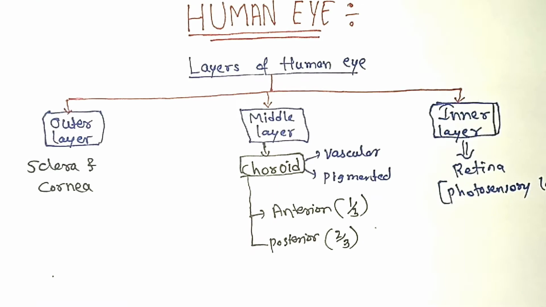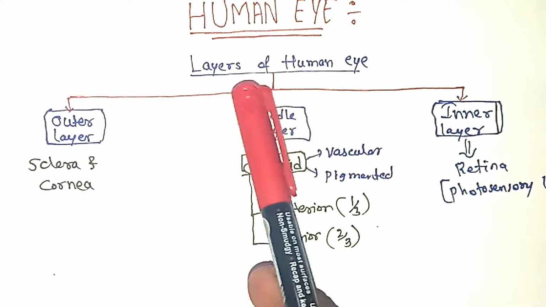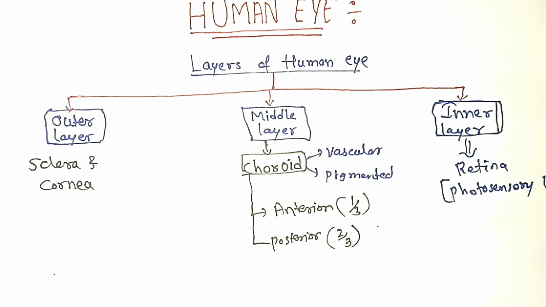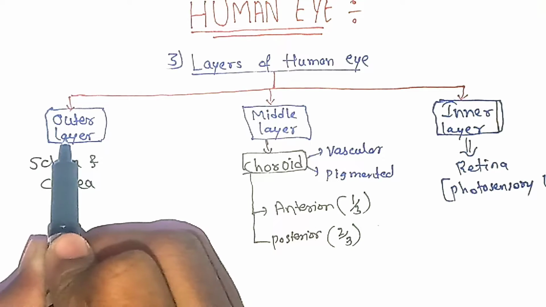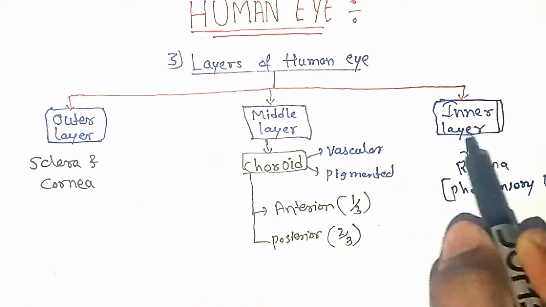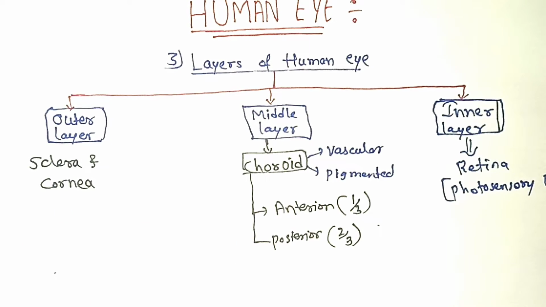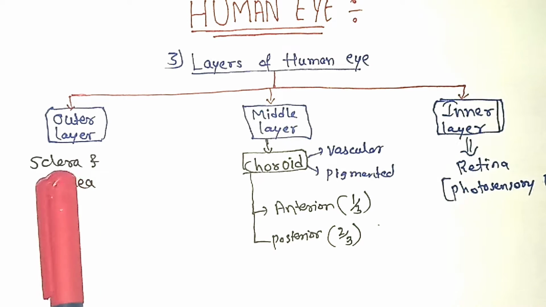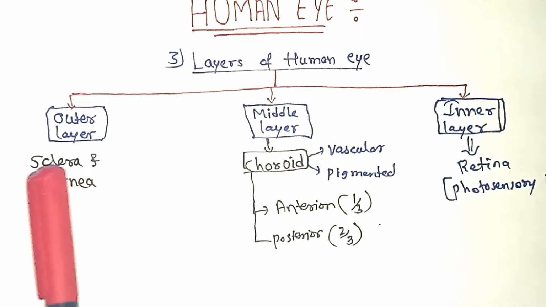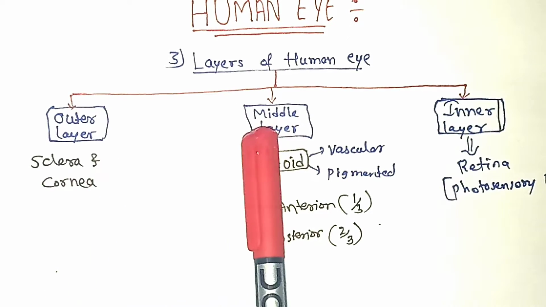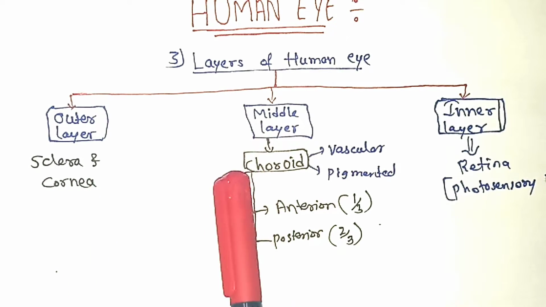First of all, the human eye has three layers: the outer layer, the middle layer, and the inner layer. The outer layer consists of sclera and cornea. Cornea is nothing but modified sclera. The middle layer consists of choroid.